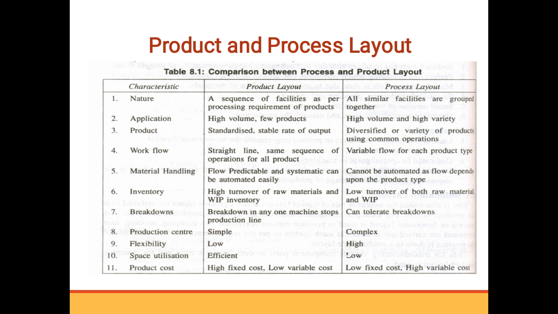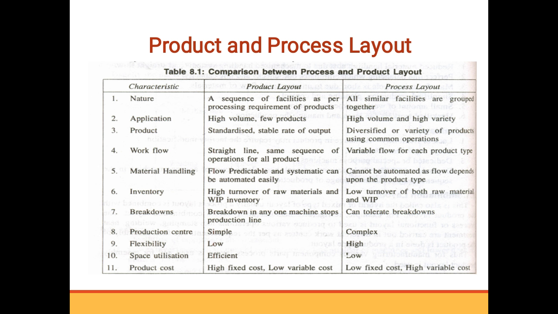First, let us see the characteristic about the nature. In the product layout, the sequence of work centers are arranged as per the processing requirements of a product. In case of process layout, all the similar work centers are grouped together. The second difference is about the application. Product layout is utilized for mass production, and here variety is very less, whereas process layout is used where volume is low and variety is high.